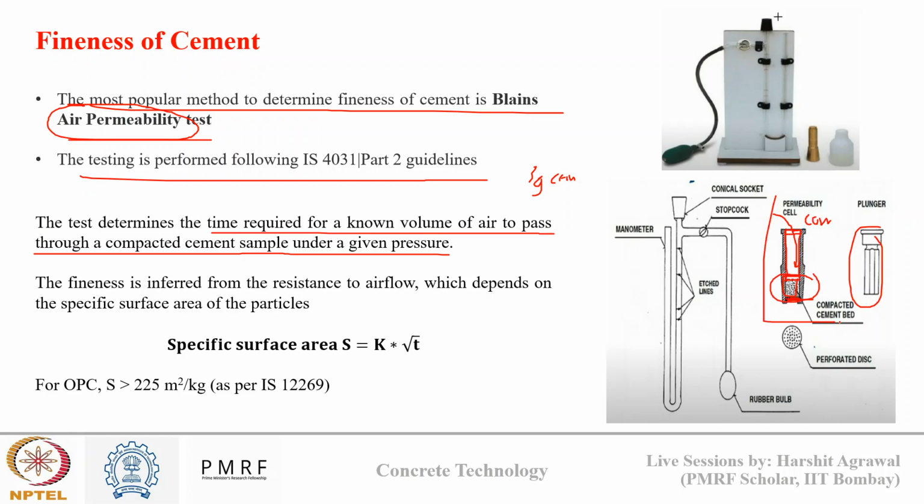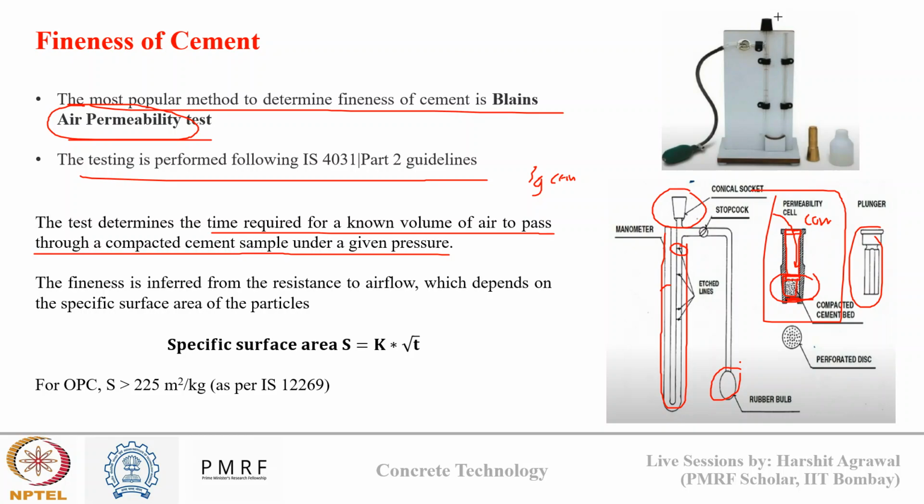Okay, now once my permeability cell with cement is ready, I will place this assembly on this conical socket. Once this assembly is placed and the plunger is inserted on the cement paste, using this rubber bulb I will introduce air and raise the level of the manometer fluid that is placed in this U tube. I'll increase the level of this fluid up till this mark.